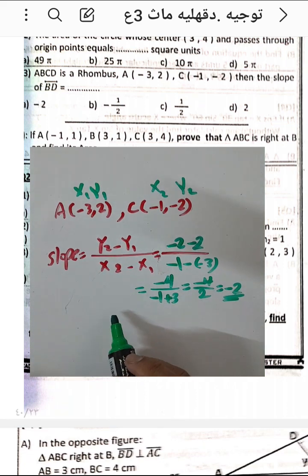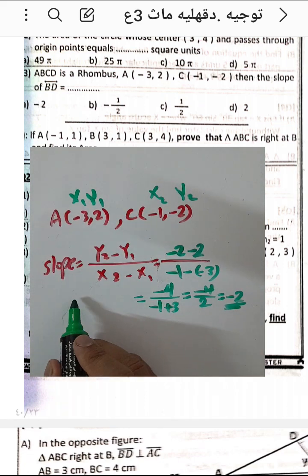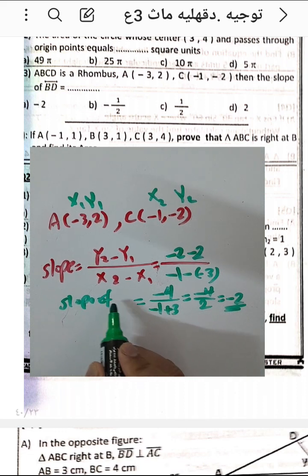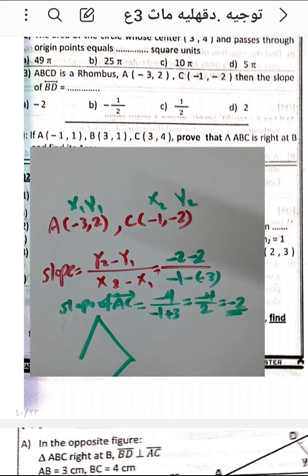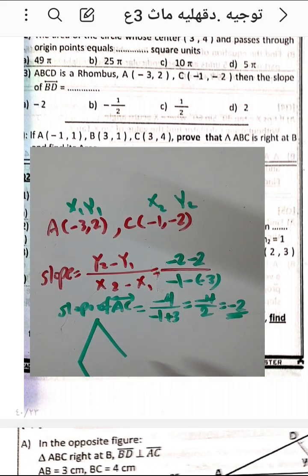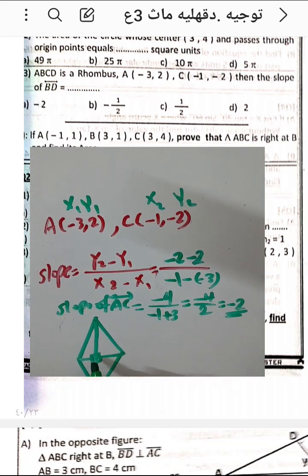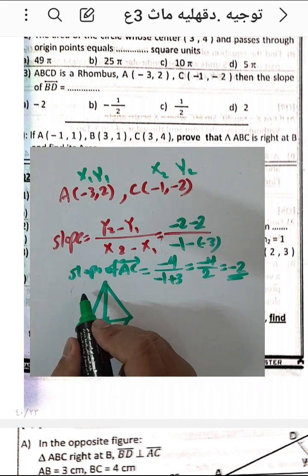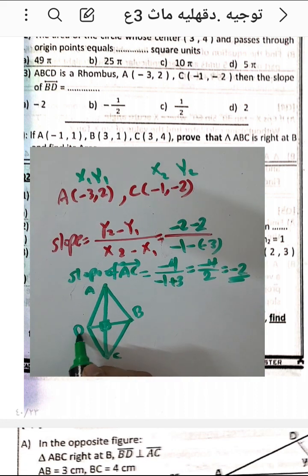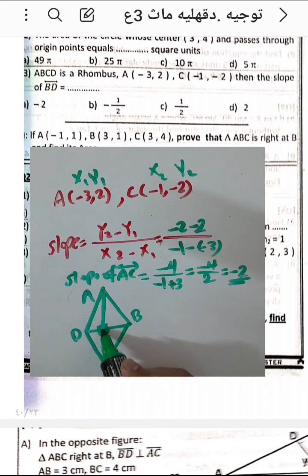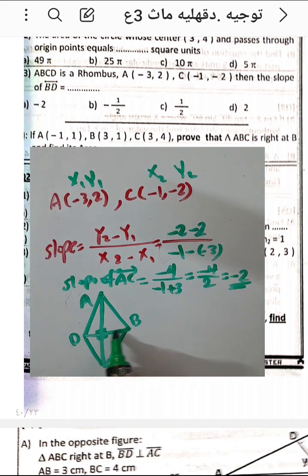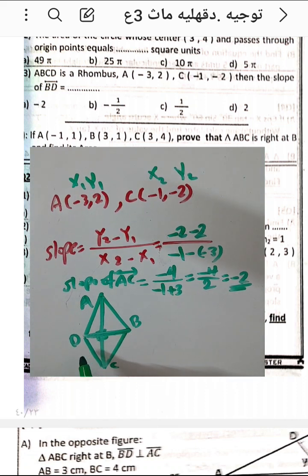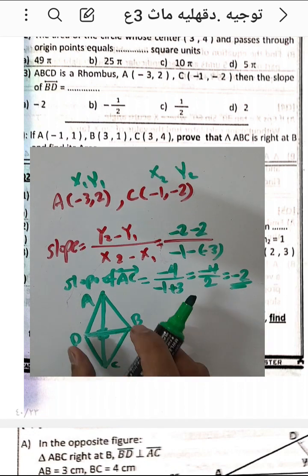Okay, the slope of what? The slope of AC. But in this example, you want to find the slope of BD. We have a rhombus, and we know the properties of a rhombus: the two diagonals are perpendicular. So in this rhombus ABCD, we found the slope of AC, and we want to find the slope of BD. BD is perpendicular to AC.